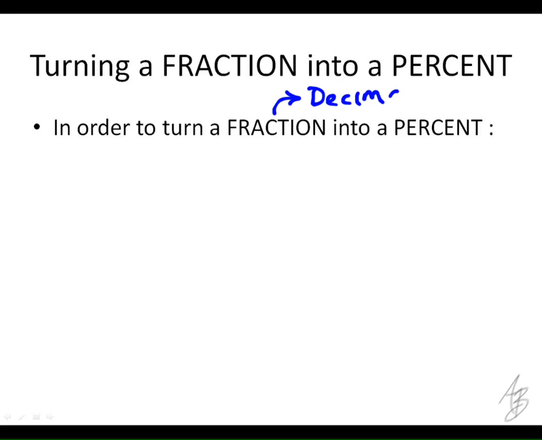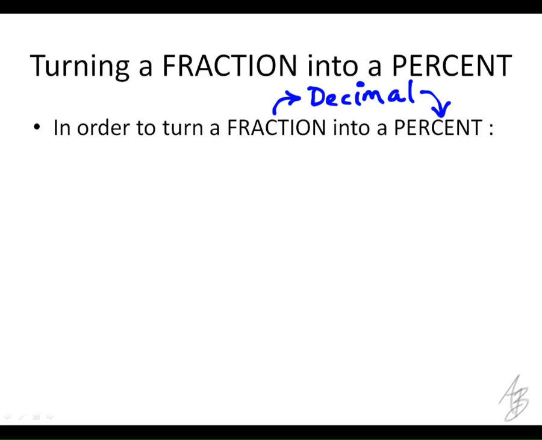Do we know how to change a fraction into a decimal? Look at your paper. Yes. How do you do it? Divide the numerator by the denominator, right? So if we can change the fraction into a decimal and then the decimal into a percent, do we know how to change a decimal into a percent? Yeah. What do we do? Multiply by 100.